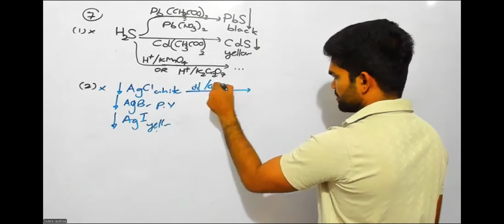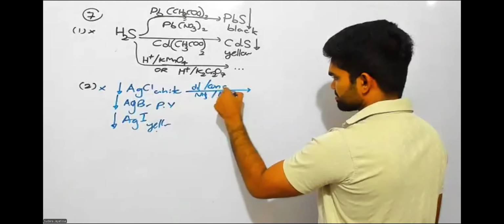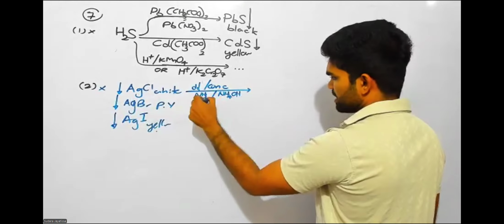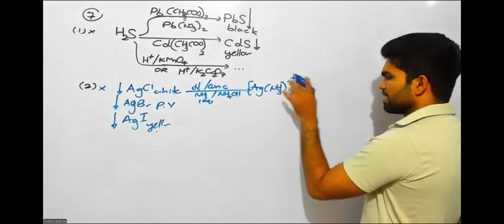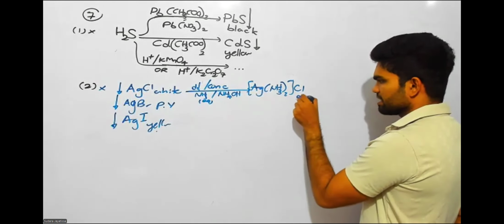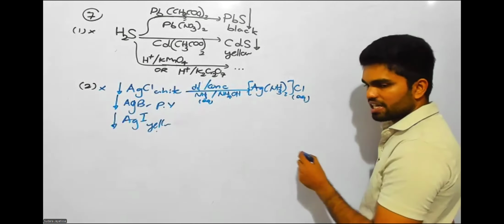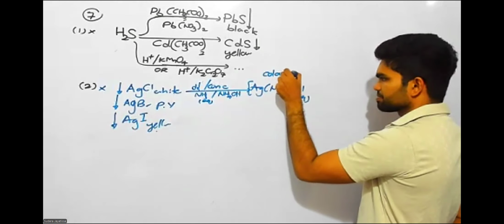Dilute or conc ammonia, or you can say ammonium hydroxide, ammonia aq, whatever, is correct only. And it will dissolve to give the diamine complex. It will form this complex cation, and it will be paired with chloride. So this is the compound that is going to result. But the interesting thing is, this is colorless.